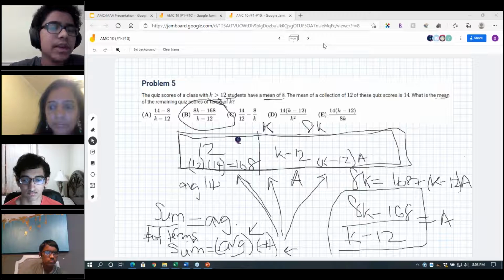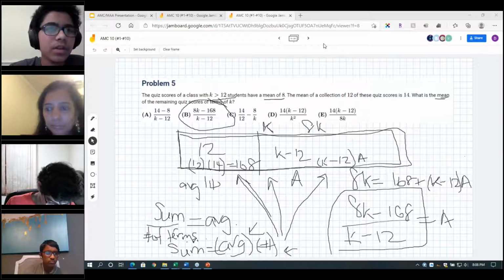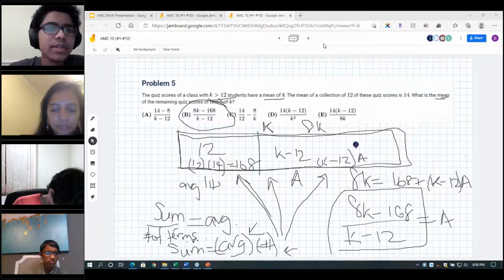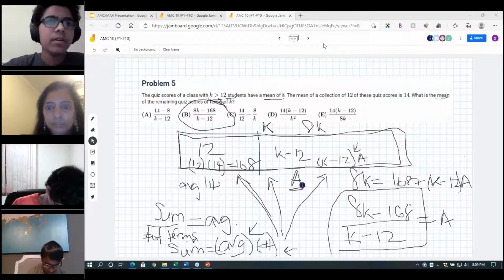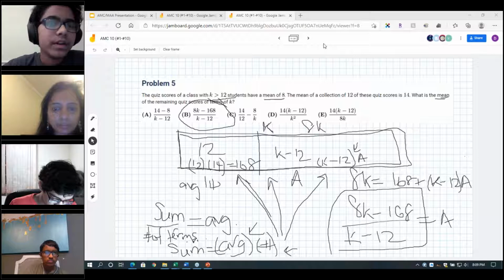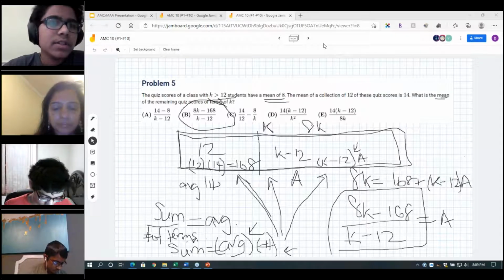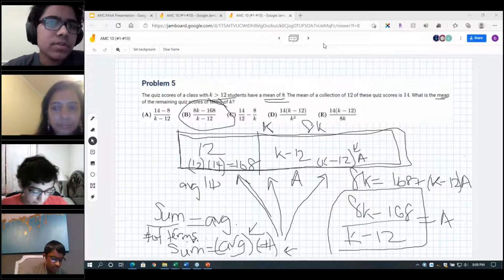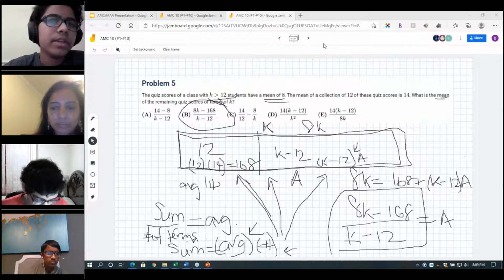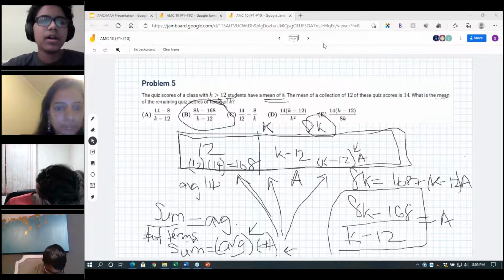The 12 students have an average score of 14, so the sum of their quiz scores is 168. Over here, there are K minus 12 students, and their average score, which we were trying to figure out, we are calling A. The sum of their quiz scores is K minus 12 times A. And for everybody, there are K students and they have a mean of 8, so the sum of everybody's scores is 8K. Since there are K students and we have split them up, we can equate these two. This 8K is equal to 168 plus K minus 12 times A.